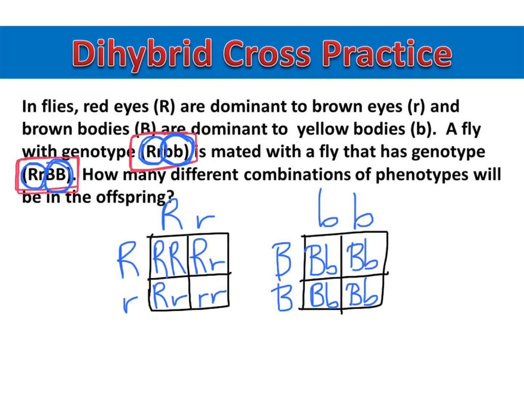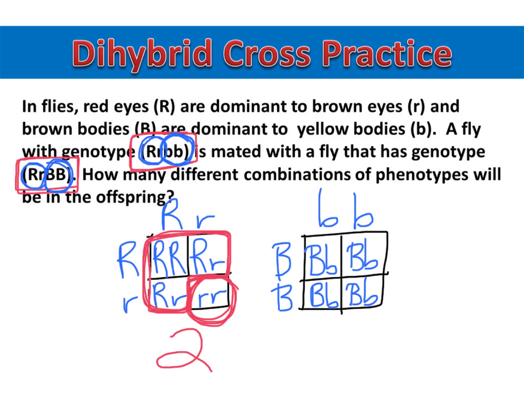And now let's look at our question. How many different combinations of phenotypes will be in the offspring? So they want to know about phenotype this time, and that's a very important distinction from genotype. Since red eyes are dominant to brown eyes, any offspring that get that big R are going to have red eyes. And so that means that the homozygous dominant and the heterozygous offspring will all have red eyes. That's just one phenotype. And this homozygous recessive offspring will have brown eyes. And so you're either going to have red eyes or brown eyes, and so that's only two different phenotypes.